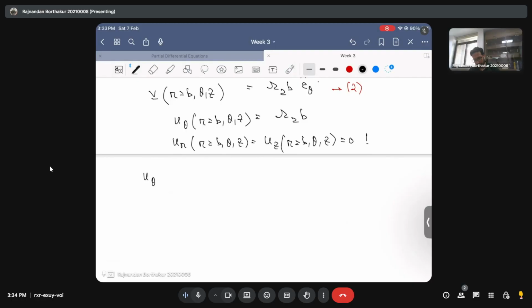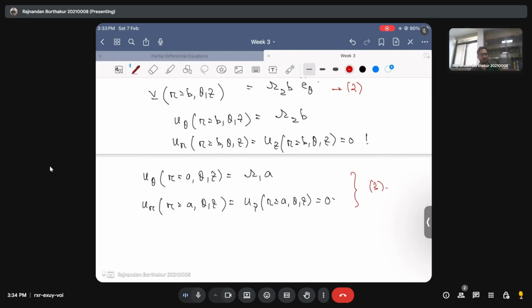I hope that you can just draw the same analogy here, and you can say that your u theta at r equal to a, for all theta and z, is going to be omega 1 times a. And you know that ur at r equal to a for all theta and z is going to be equal to uz at r equal to a for all theta and z, and this is equal to 0, which is my second boundary condition here.